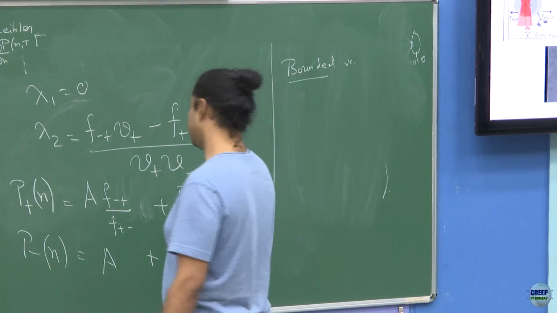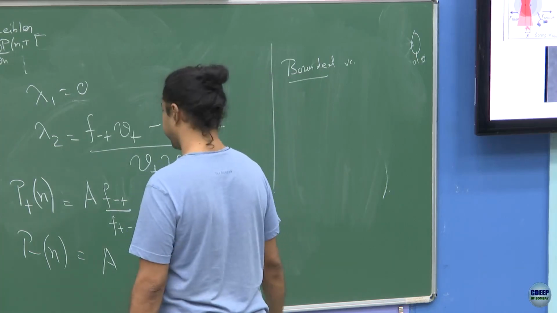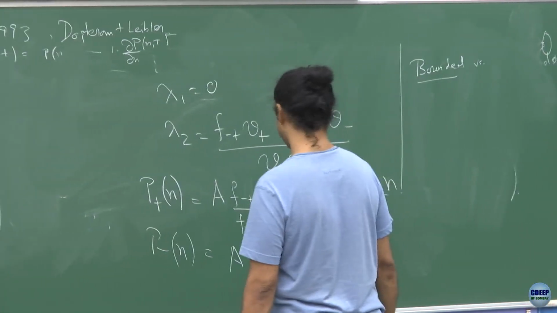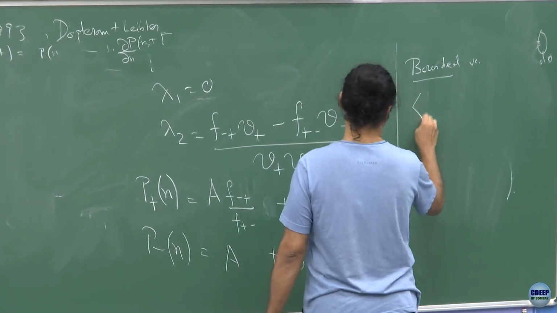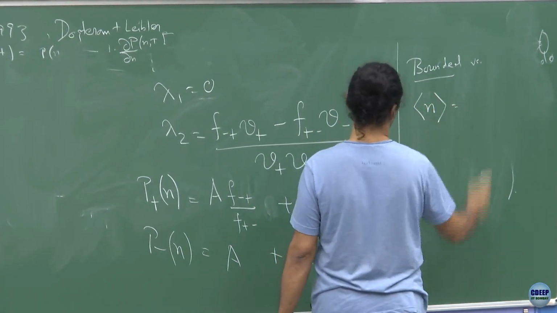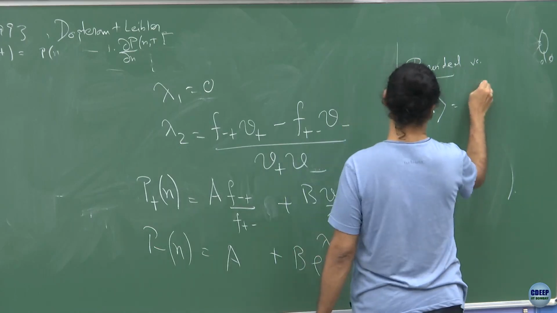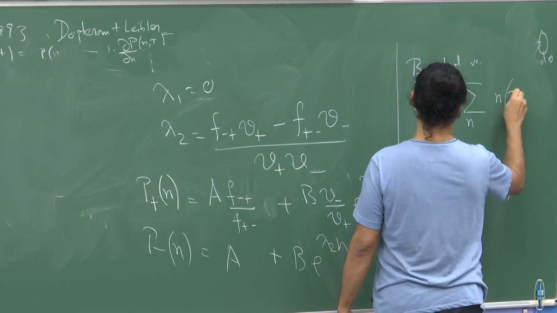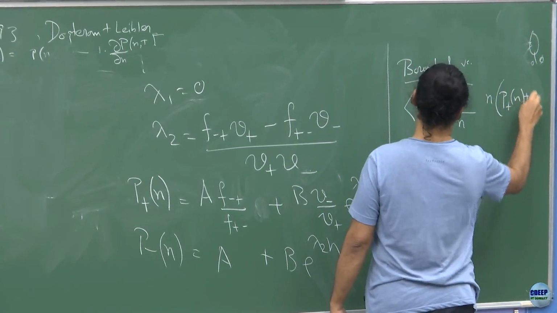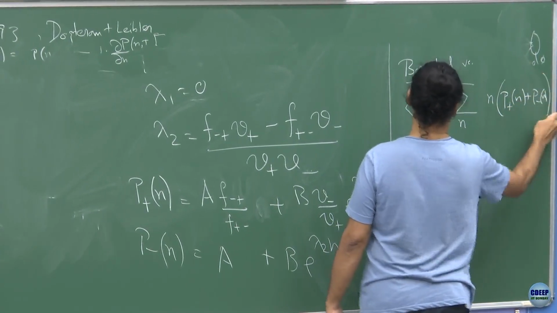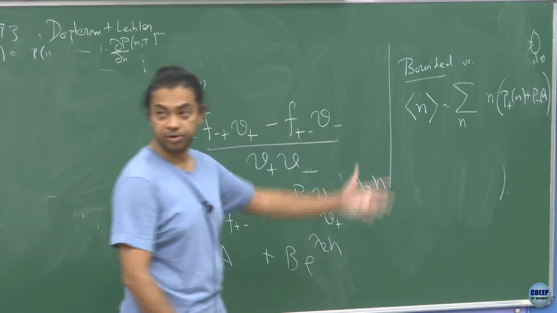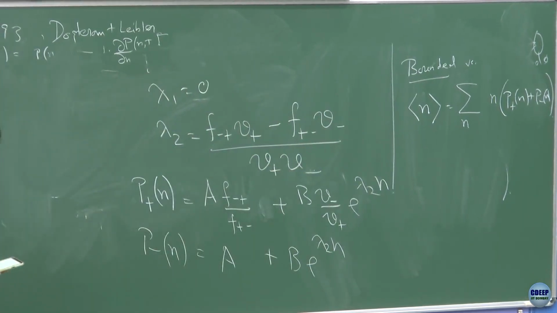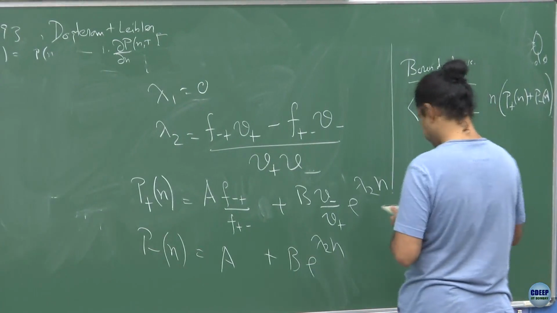So, and you can work that out as well. For example, you can calculate what is the average length of your microtubule. What is the average length of your microtubule? It is the sum over n times p plus of n plus p minus of n, in principle. So you could calculate the average length of your microtubule.